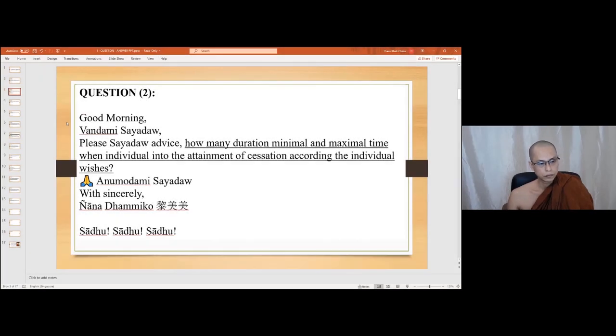What is the minimal and maximal duration when an individual enters the attainment of cessation, according to the individual's wishes? First of all, the duration of the attainment of cessation depends on their determination, according to the individual's wish. The minimum is not mentioned. The maximum is seven days.